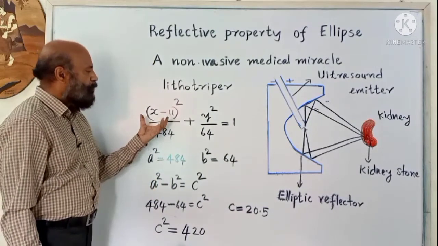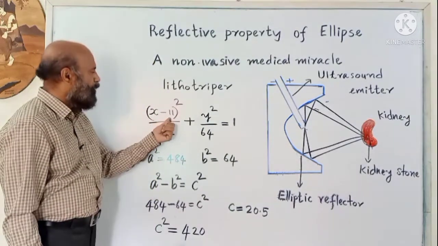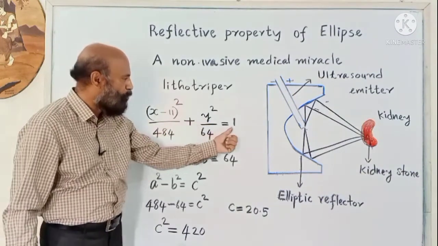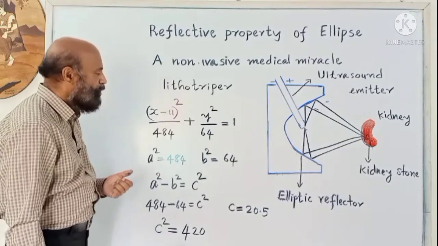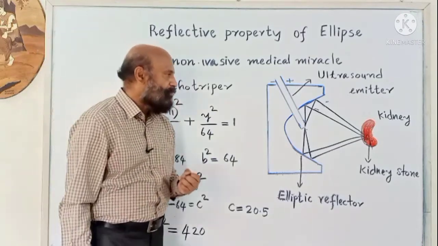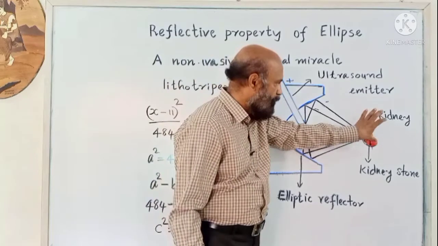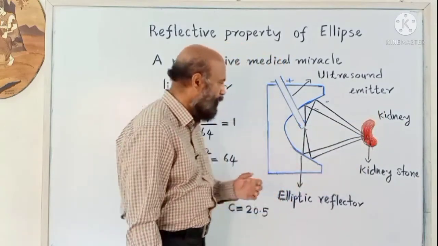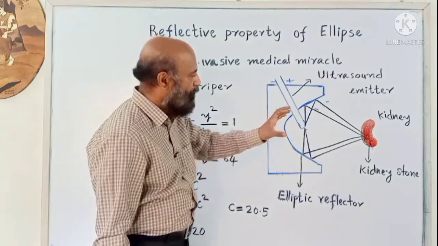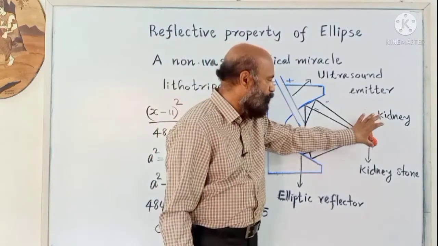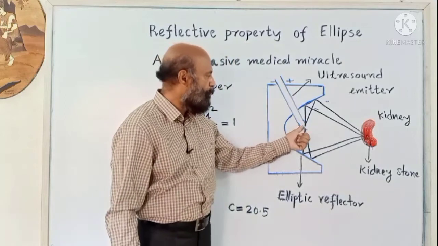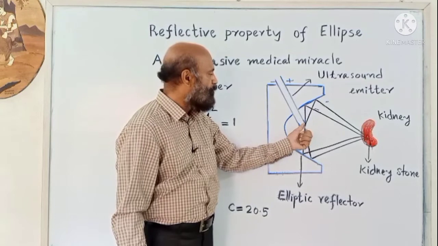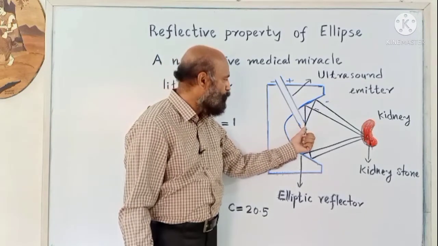Now here one equation of an ellipse is given: x minus 11 all square by 484 plus y square by 64 is equal to 1. The question is, where should the kidney be so that the kidney stone will be crushed? It will be crushed if it is at the other focus. At one of the foci, the source of high frequency sound wave is kept.